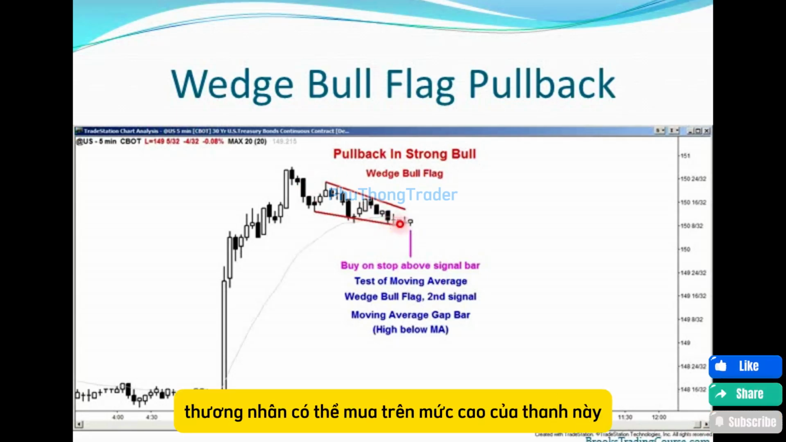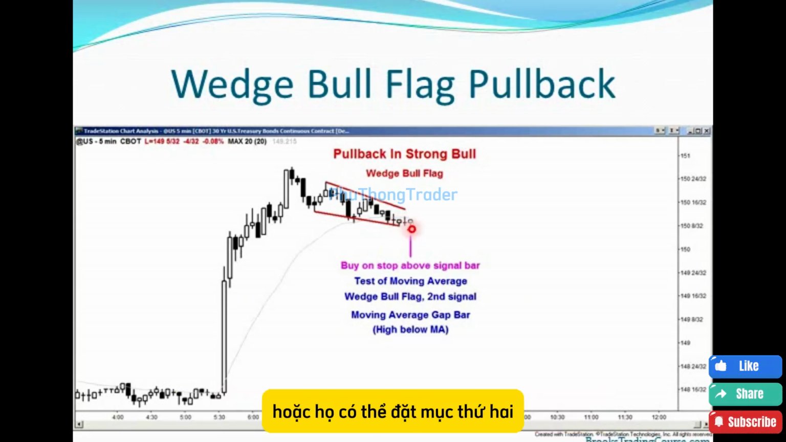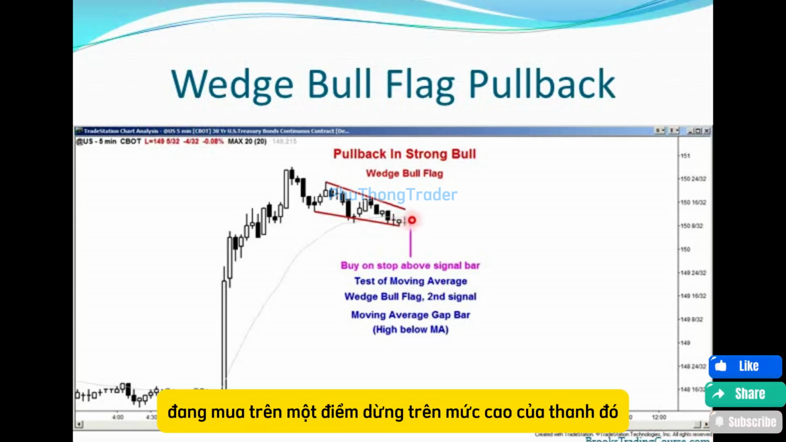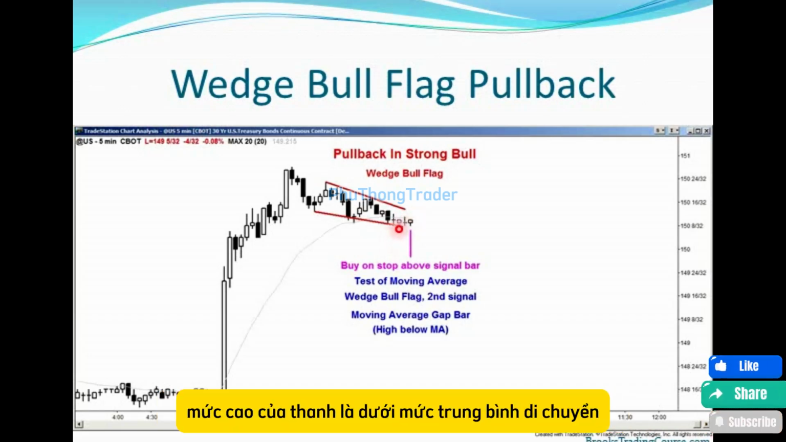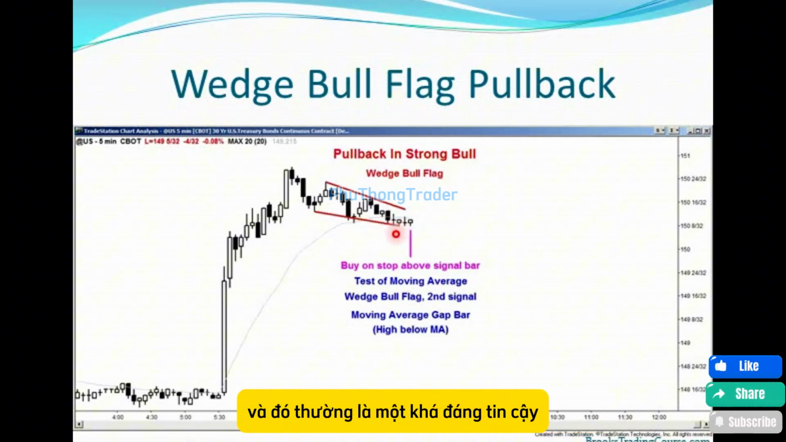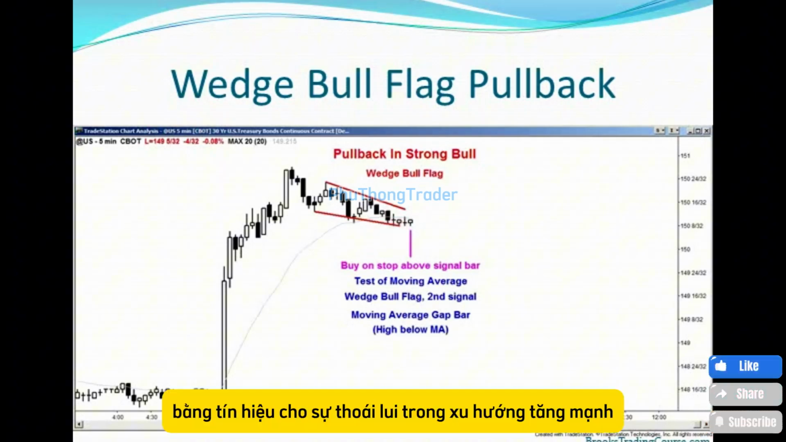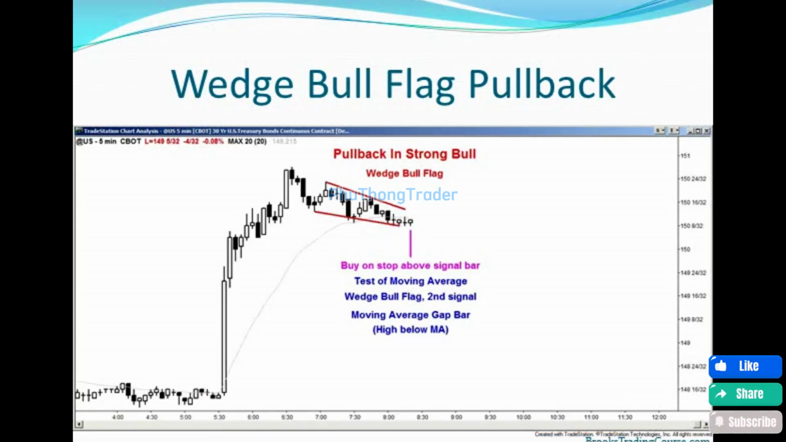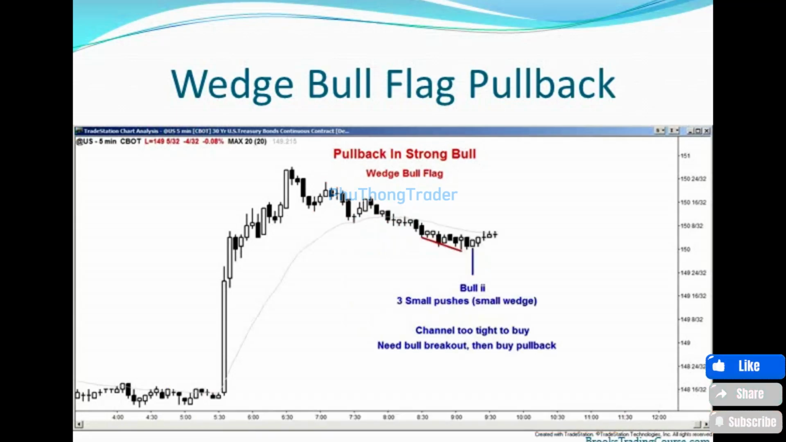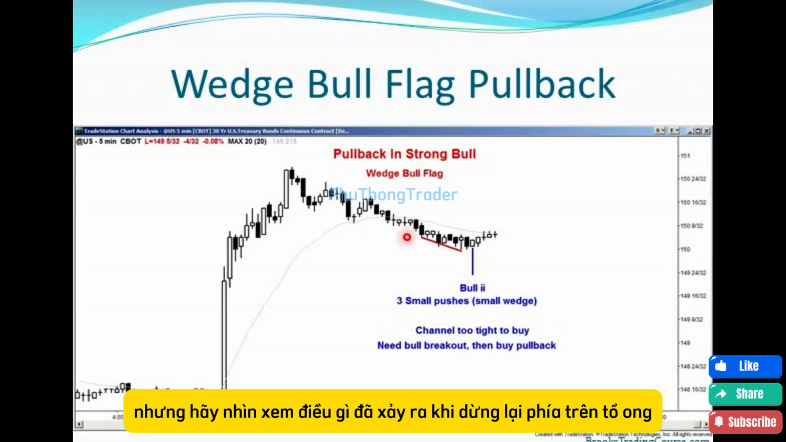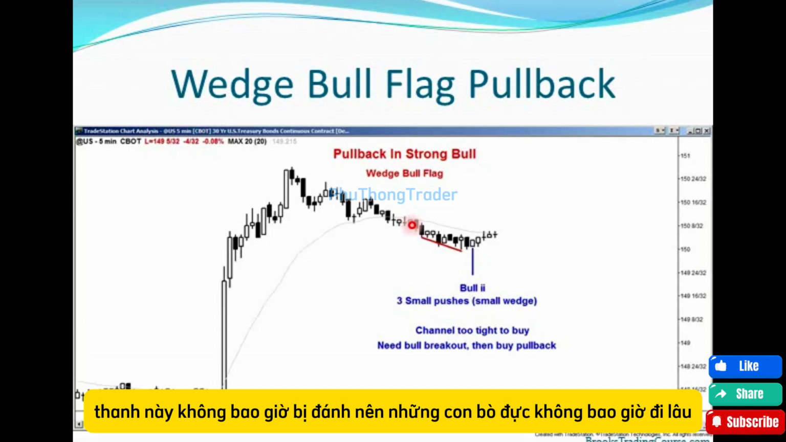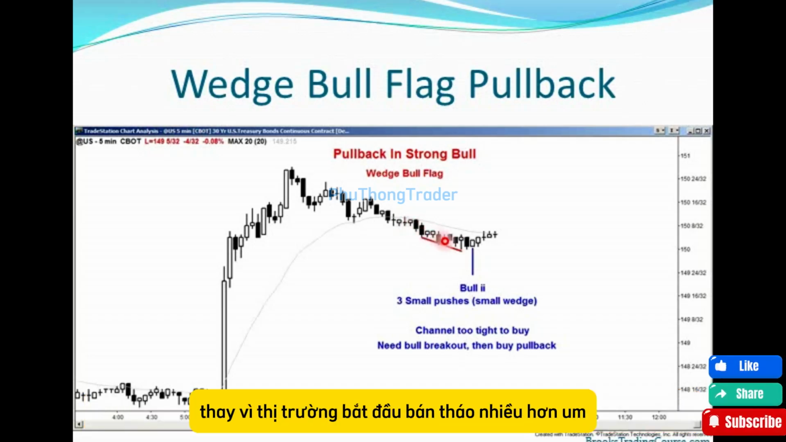Traders could buy above the high of this bar, or they could take the second entry, buying on a stop above the high of that bar. It's also a moving average gap bar. The high of the bar is below the moving average, and that's usually a fairly reliable buy signal for a pullback in a strong bull trend. But look what happened. The buy stop above the high of this bar never got hit, so the bulls never went long. Instead, the market started to sell off more.